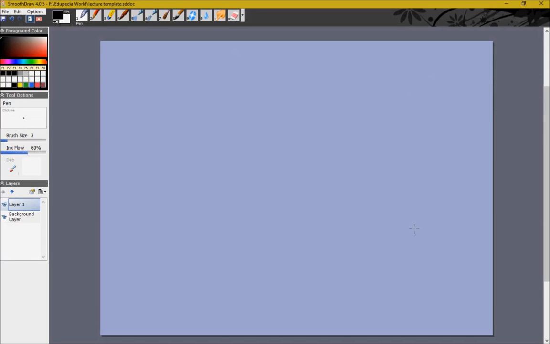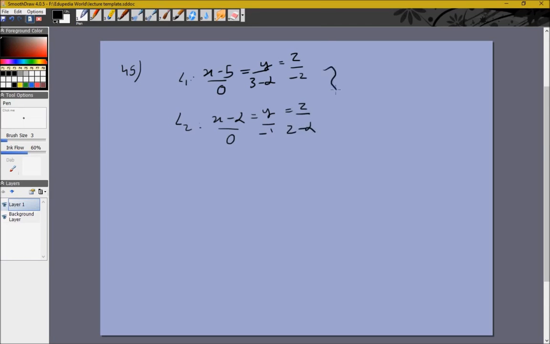The next question is just a straightforward application of the formulas. You have two lines. x is equal to 5 can basically be written as x minus 5 is equal to 0. That's how we treat that line. So L1 is (x minus 5) by 0 is equal to y by (3 minus alpha) is equal to z by minus 2. L2 is (x minus alpha) by 0 is equal to y by minus 1 is equal to z by (2 minus alpha). These are two lines.